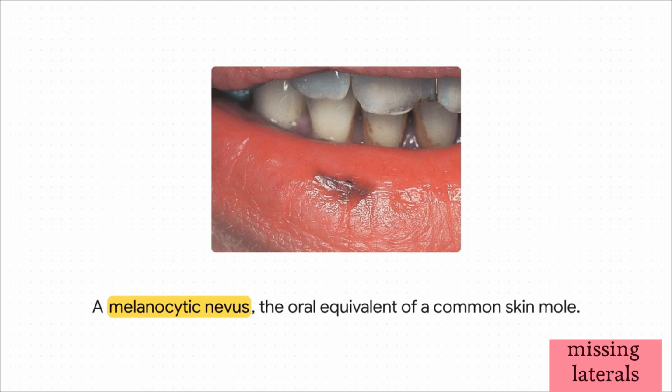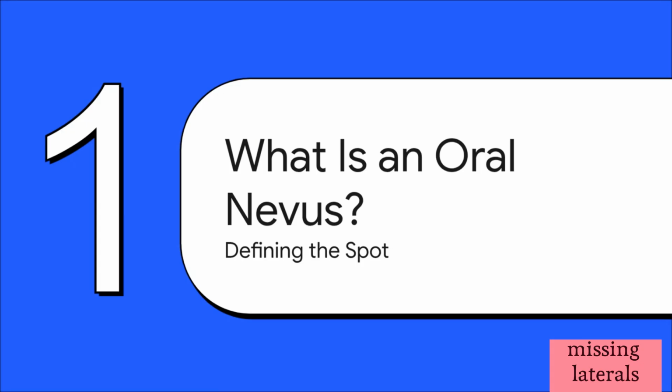What you're seeing right there on the inner lip is something called a melanocytic nevus. Honestly, the easiest way to think about it is like a regular mole you'd find on your skin, but this one's just inside your mouth. All right, so what exactly is an oral nevus from a medical perspective? Let's break down the actual definition so we're all on the same page.